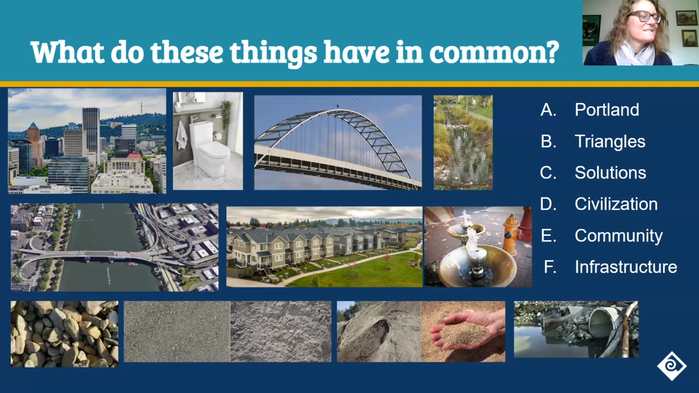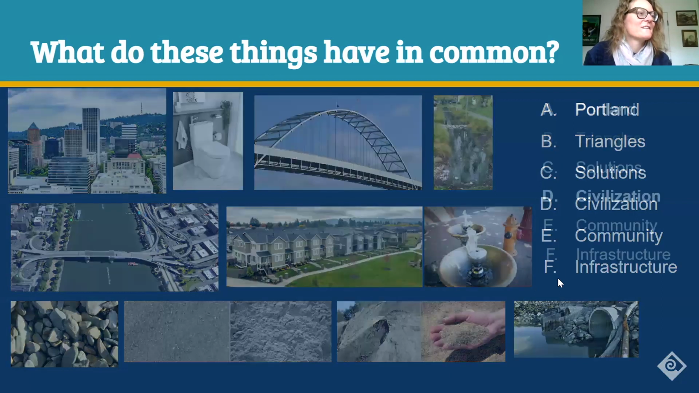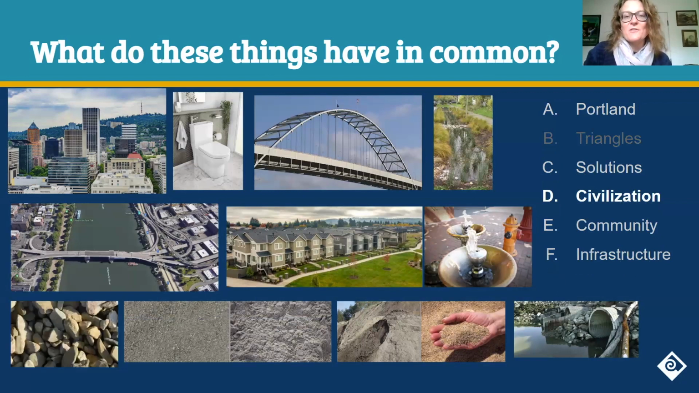So we've got lots of different things. F, infrastructure. Okay, other thoughts? E and F. Okay, interesting. F and C. E, C, E, and F. Solutions, community, and infrastructure. Okay. We have a gradation of answers of correct and incorrect.